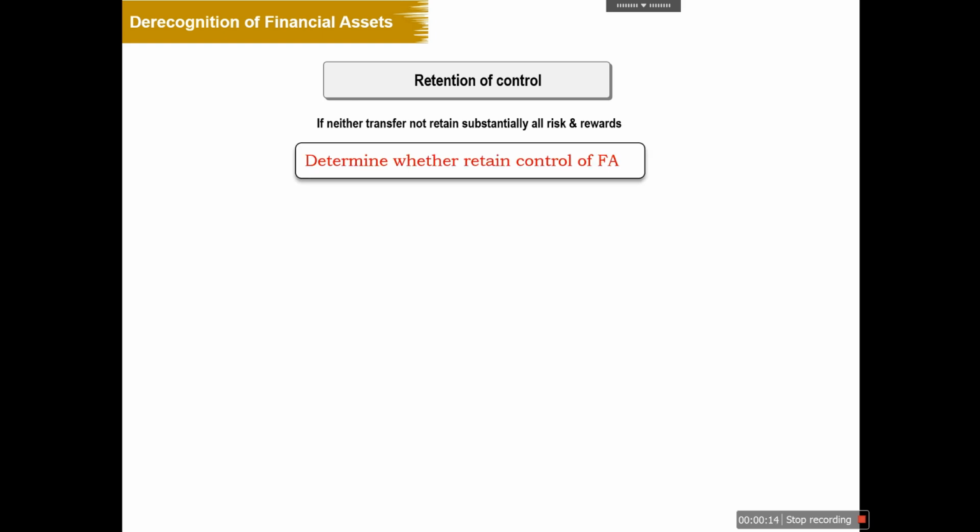In respect of the retention of control of the financial asset, if an entity neither transfers nor retains substantially all the risk and reward related to the financial assets that it owns, in that case we need to determine whether it retains control of the financial asset or not. If it is determined that it does not retain the control, we will de-recognize the financial asset, and if we determine that the entity retains the control, we will continue to recognize the financial asset in the books of accounts.